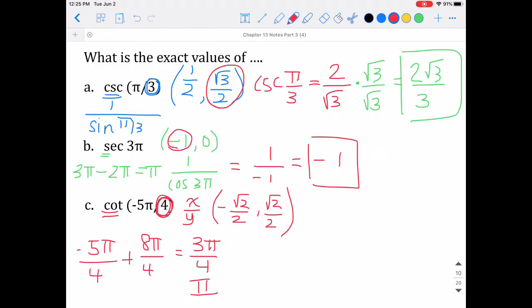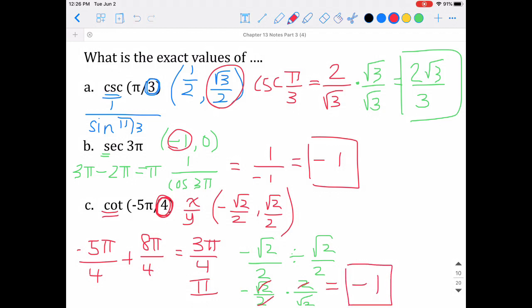So now to solve for the cotangent of -5 pi over 4, we're going to do x divided by y, so negative radical 2 over 2 divided by radical 2 over 2. To solve, we're going to multiply by the reciprocal, so negative radical 2 over 2 times 2 over radical 2. Everything cancels out, radical 2 and radical 2, 2 and 2, and we are left with -1 as our final answer. So the cotangent of -5 pi over 4 is equal to -1.